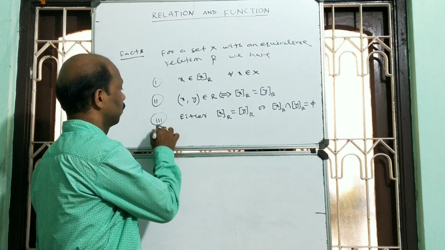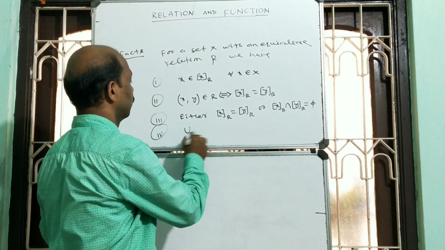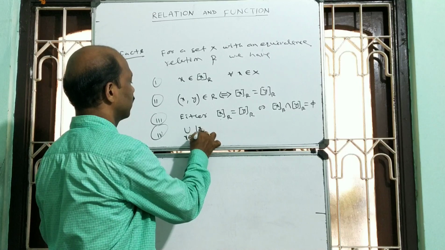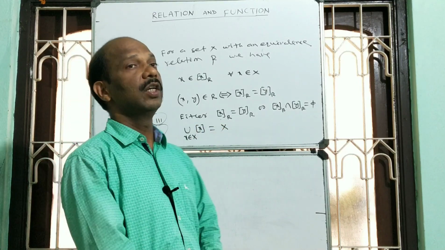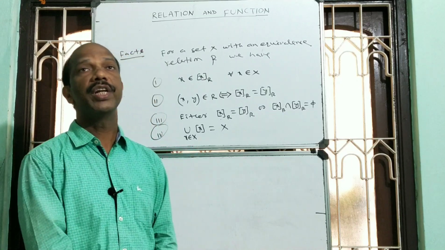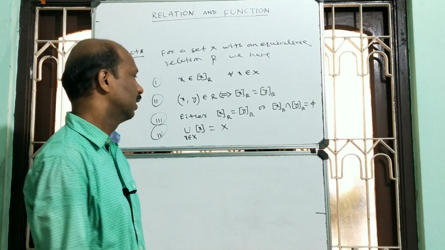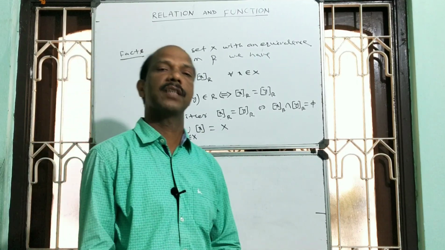Number four, the union of equivalence classes of all the elements x belongs to X should be equal to capital X. That means if you union all these equivalence classes of the set X, then their union must be equal to X. This is the concept of equivalence class.